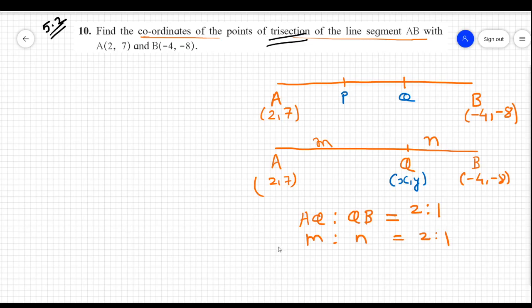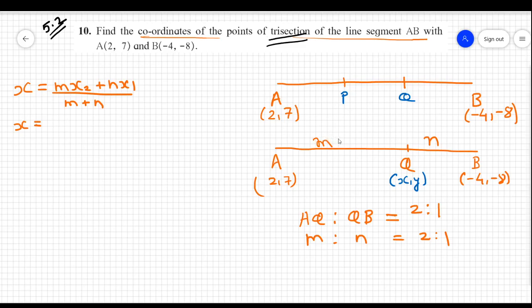Now you simply need to apply the section formula. What is the section formula? x is (m x2 plus n x1) upon (m plus n). You know how to do that. You just substitute the values as we did in the earlier questions, and you will get your answer. Let me just solve this one quickly for you; the others you can solve.